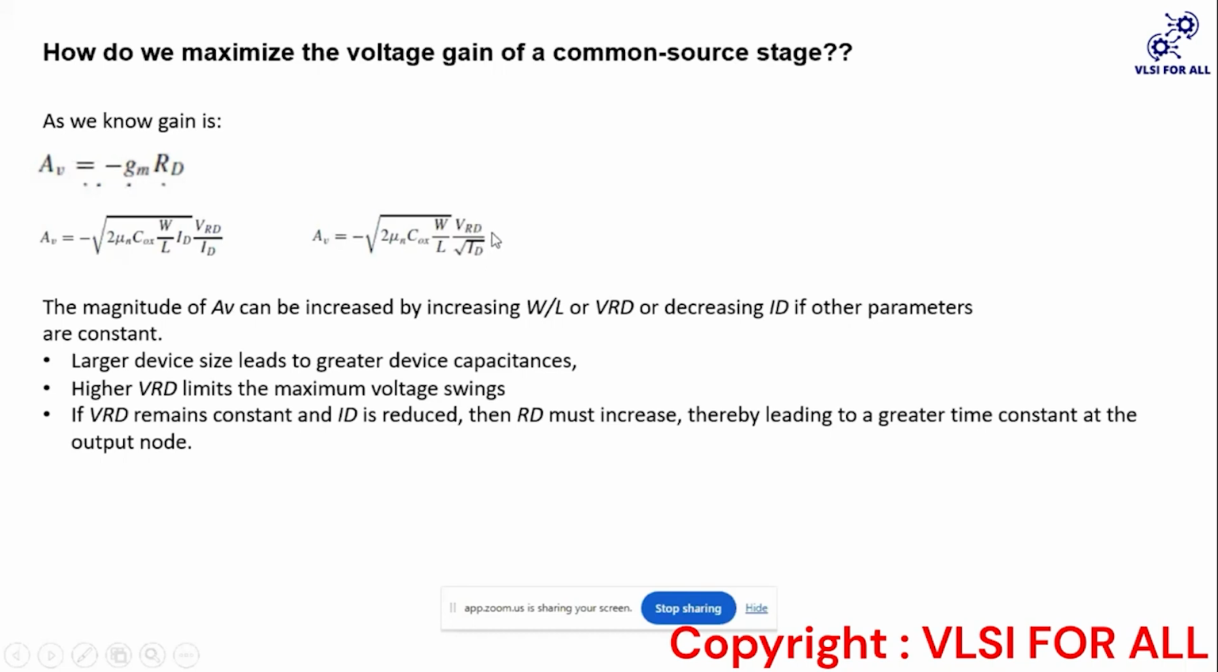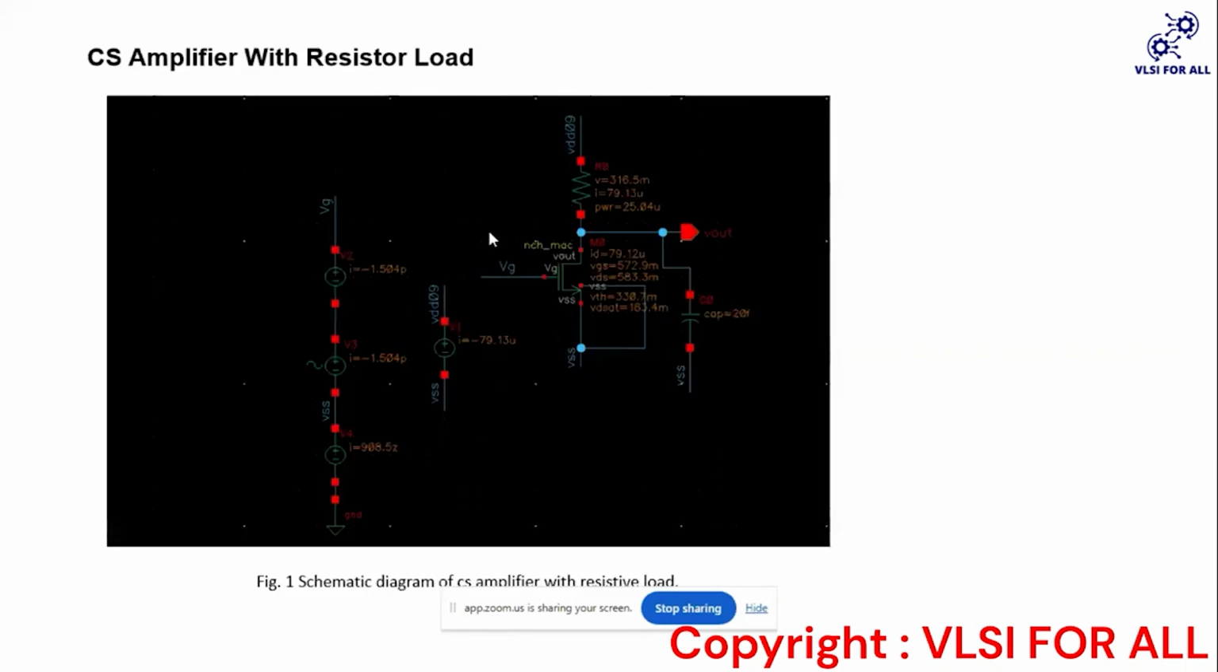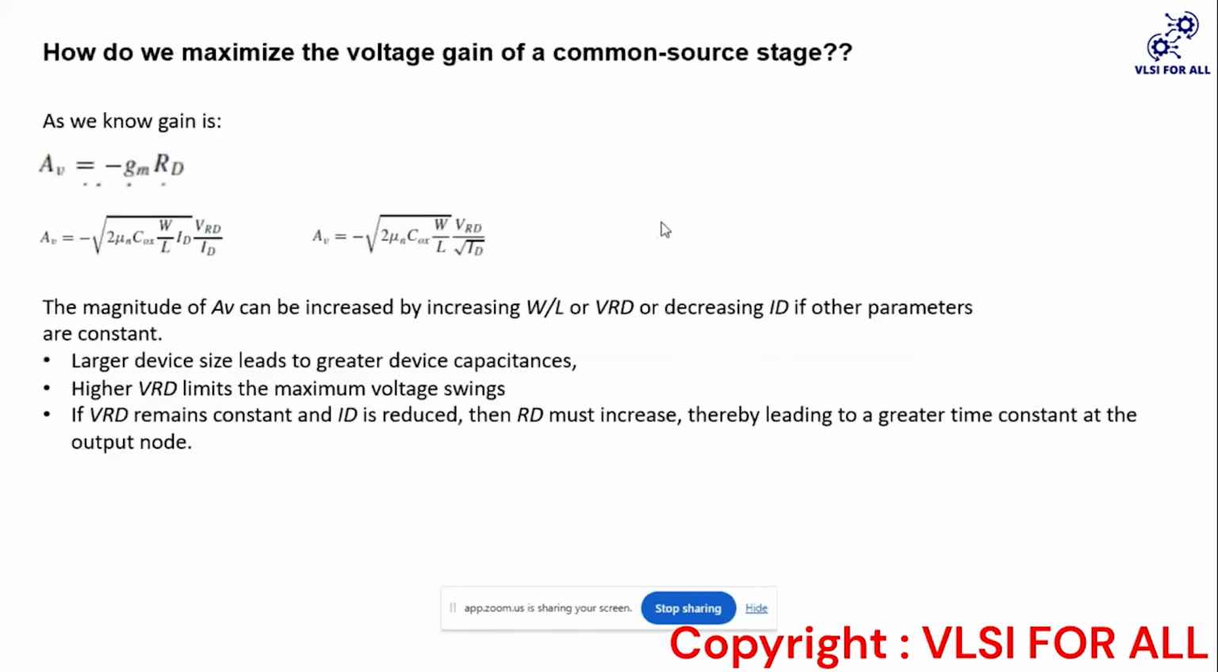If we increase the VRD, as we can see here, what is the Vout? This Vout is nothing but VDD minus VRD, or we can say VDD minus ID into RD, right? So if we increase the voltage across this resistor, then our output voltage will decrease. So the swing of this circuit is going to reduce, because the voltage at the output will be VDD minus ID times RD. That's why we are not going to increase this VRD. It limits the voltage swing.